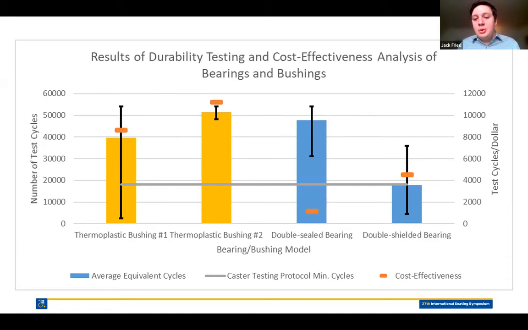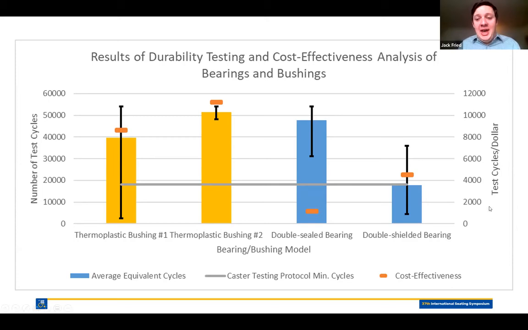As you can see, the double shielded bearings failed, as I said before, right below the 2-year mark, and had a large variance in the performance of the different models, as you can see in the black. In terms of the cost effectiveness, which is the orange lines there, compared to test cycles per dollar on the right, this is really where the biggest difference comes in. Because of that big price point, even though the double sealed bearings perform very well, the cycles per dollar is just not adequate for realistic use.